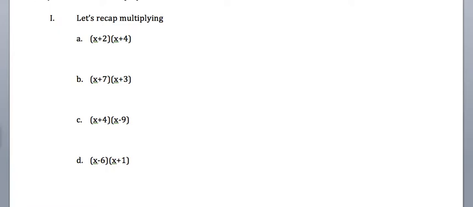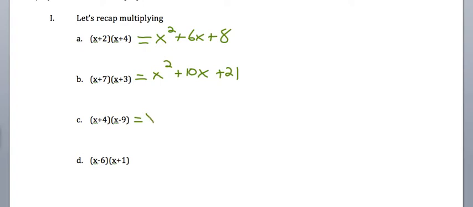Okay, I'm not going to show any work or anything for these. I'm just going to jump straight to the answer. So if you miss something on the answer, maybe try it again. If that doesn't work, you may need to ask me about that. Okay. So for this one, you should have gotten x squared plus 6x plus 8. This one should have been x squared plus 10x plus 21. This one should have been x squared minus 5x minus 36, and the last one should have been x squared, also minus 5x minus 6.